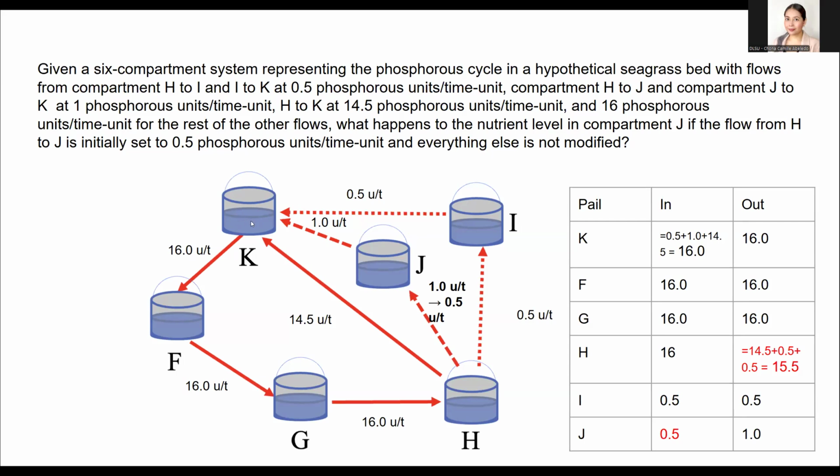Mauubos din siya. Okay? Now, once all of the savings or all of the surplus phosphorus of K has run out, what will happen to the flow of nutrients to F? Okay, again, once all of the surplus phosphorus in K has run down because it's only receiving 15.5 but giving out 16 to F, what will happen to the flow of nutrients to F?